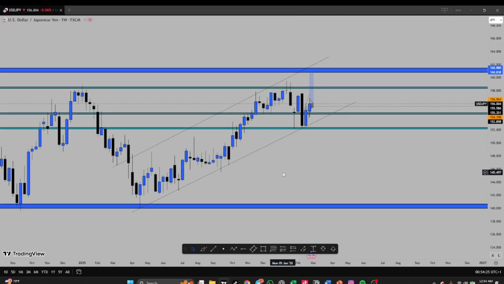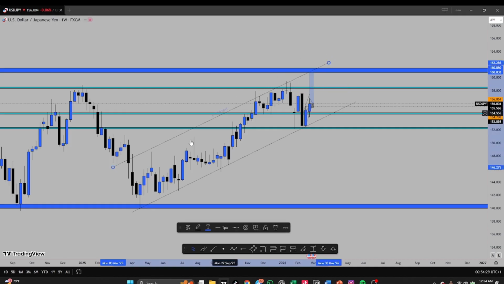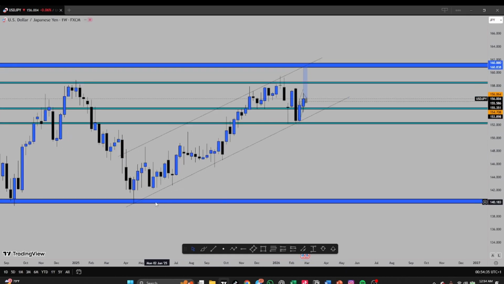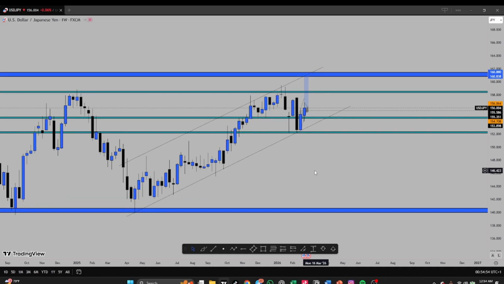You can see, so I'm expecting a massive movement on USD JPY, a massive movement. Whenever we make contact with this low, we go to this high, back to this low, to this high. Now we came back here, so I'm expecting another massive movement to the upside, back to this major resistance at 160.80. So that is where I'm expecting price to get to.